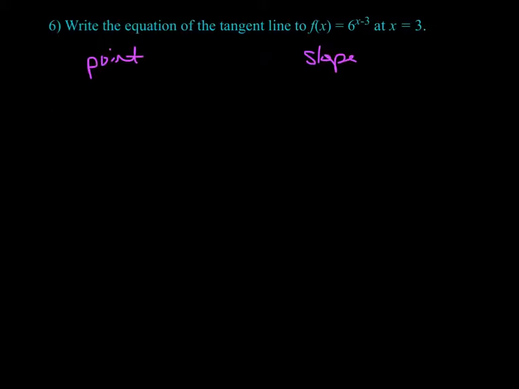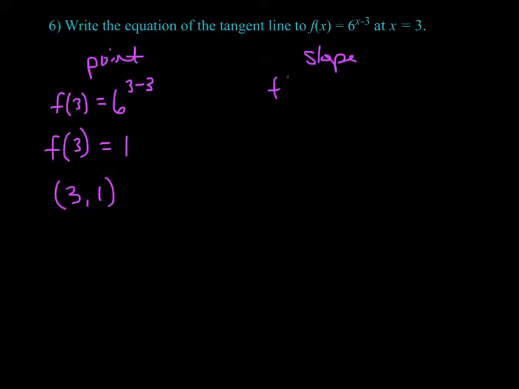So if I said f of 3, it would be 6 to the 3 minus 3. And so 6 to the 3 minus 3 is obviously 6 to the 0. So 6 to the 0 is 1. And so we would say our point here would be 3, 1. All right. And now we need our slope. So our slope obviously comes from the derivative.